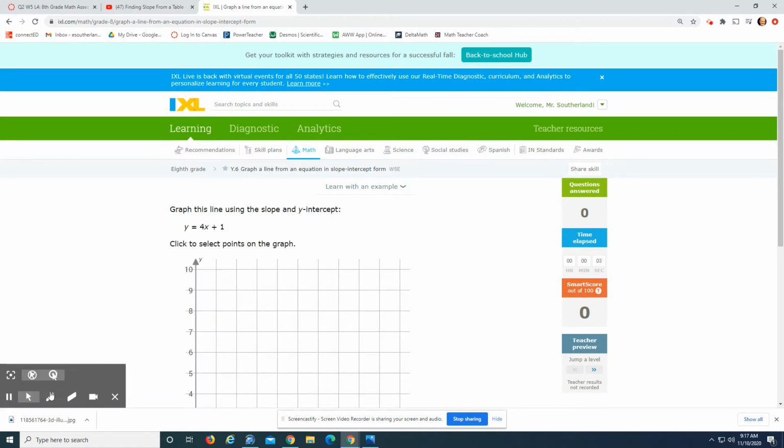So now here's the interesting part. We know how to write an equation based on the last assignments. This is my y-intercept. It tells me that it crosses the y line at 1. My slope is 4, which can be written as 4 over 1. So that I have a rise and a run. Those are the only two things that you need to know to be able to graph this.